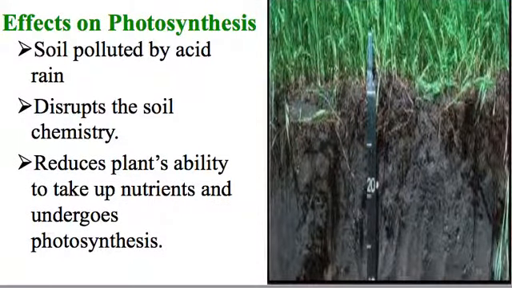Similarly, as well as the crops being affected, the process of photosynthesis will also be affected due to soil pollution. When soil is polluted by acid rain, it disturbs the overall chemistry of the soil and reduces the plant's ability to take up nutrients and undergo the process of photosynthesis.